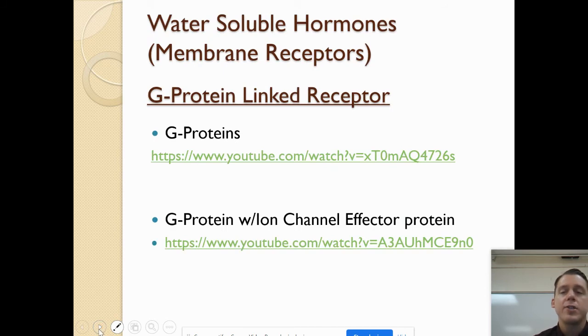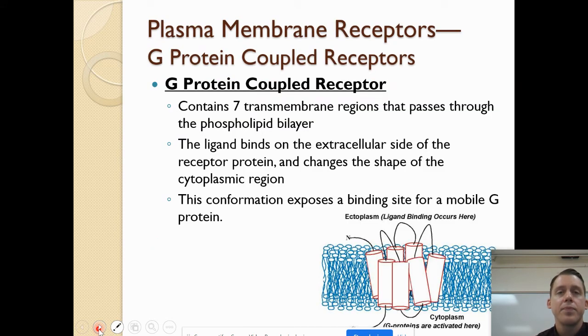Okay, we're going to watch some videos on this at a later time. So first of all, let's look at the G protein coupled receptor. So which is this? It's the transmembrane part. It contains 7 transmembrane regions that pass through the bilayer.